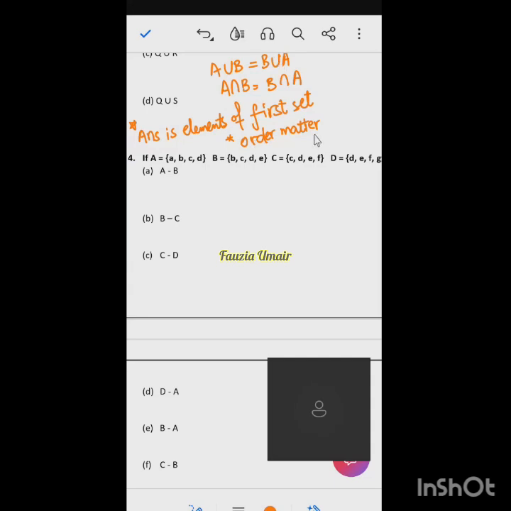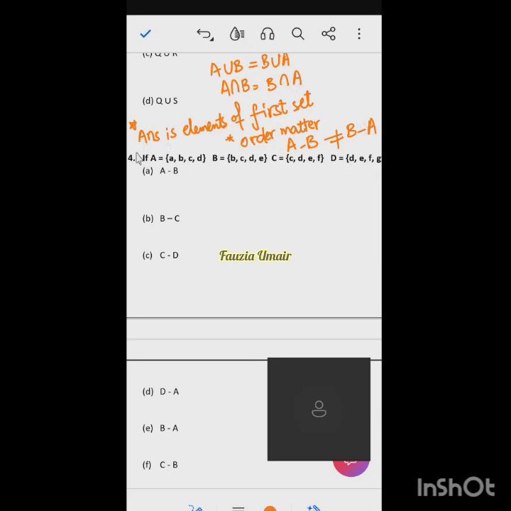What does that mean? That means subtracting A from B is a different case than subtracting B from A, right? So A minus B is not equal to B minus A. And that makes sense, because we just said in difference, the elements of the first set come in the answer. So if it is A minus B, the answer will definitely contain the elements of set A. But if it is B minus A, then the elements of B will be coming in the answer, right? So you need to remember these two things.